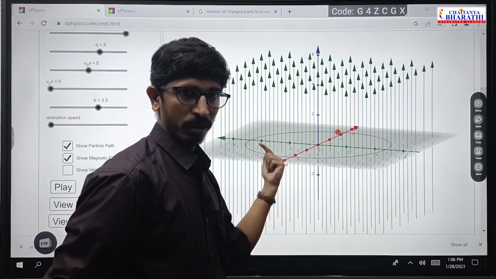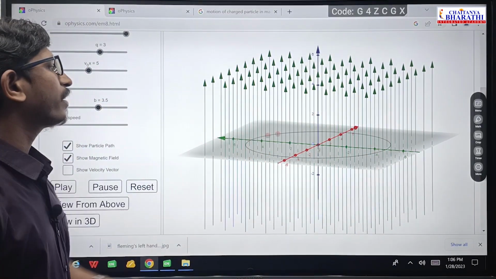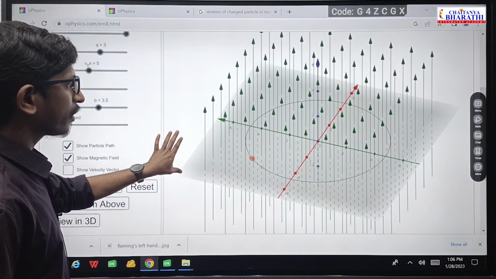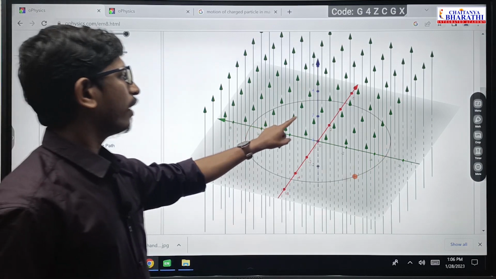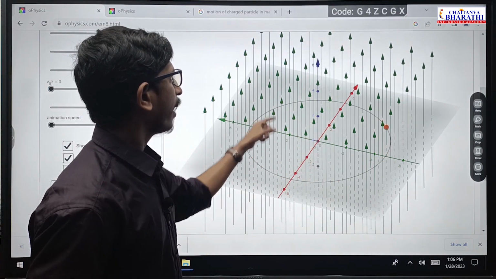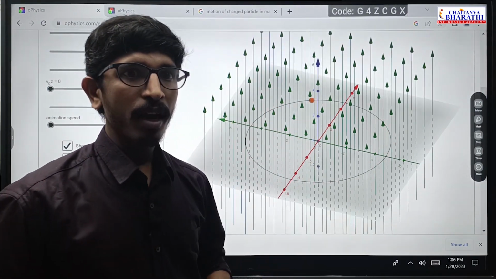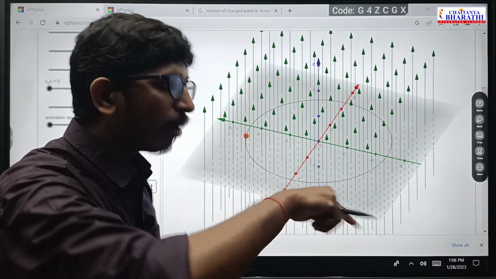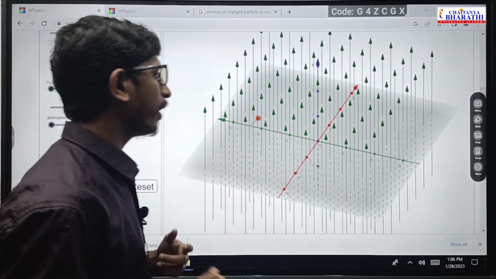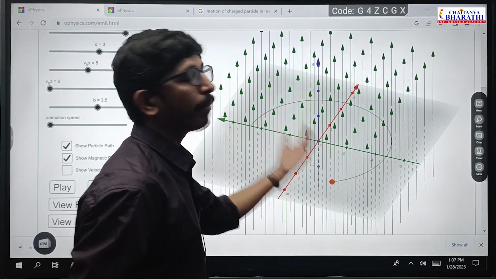That is the reason it makes a circular motion. So what we can understand from this is that if the velocity of the particle and the B bar vector are at an angle of 90 degrees, the particle will make a circular motion in the uniform magnetic field because of the force experienced from the magnetic field.